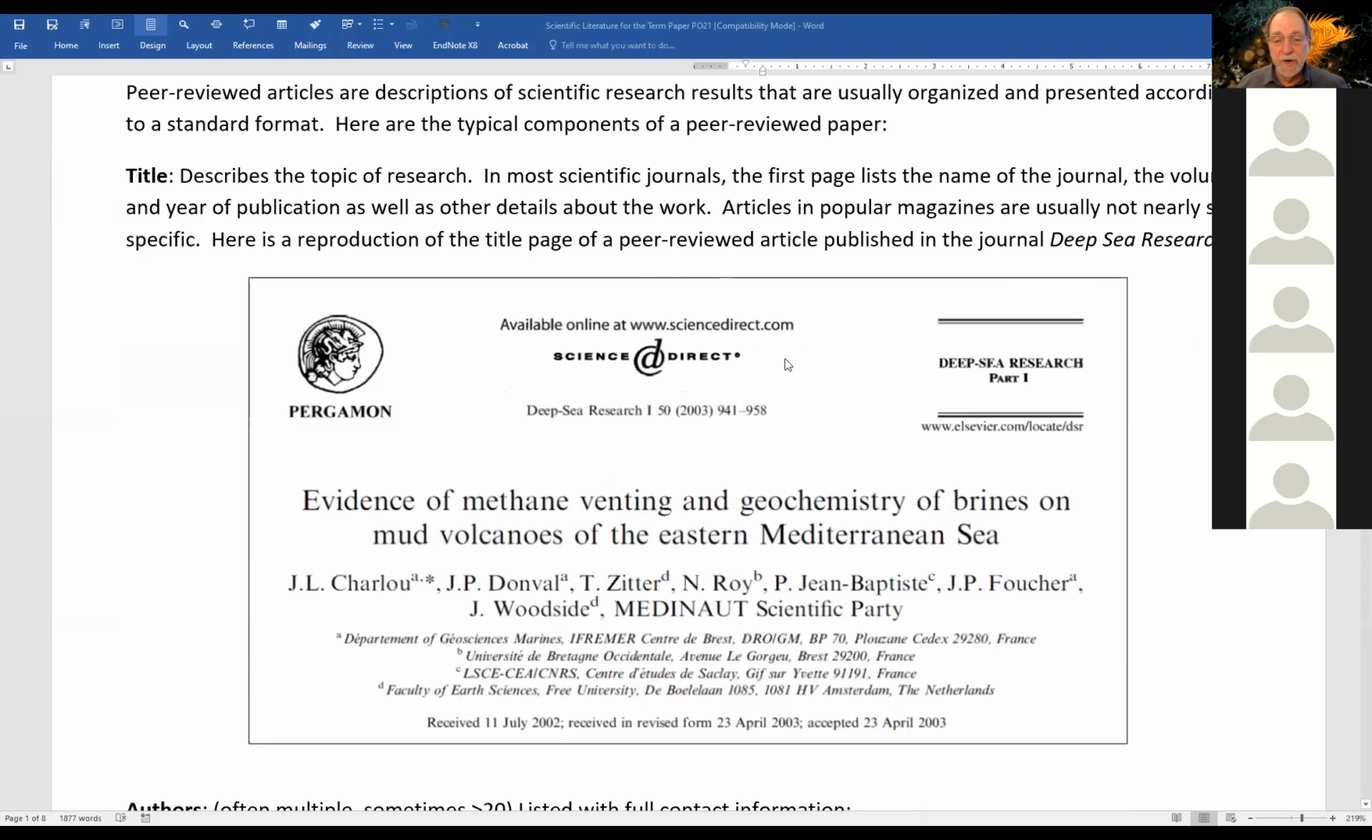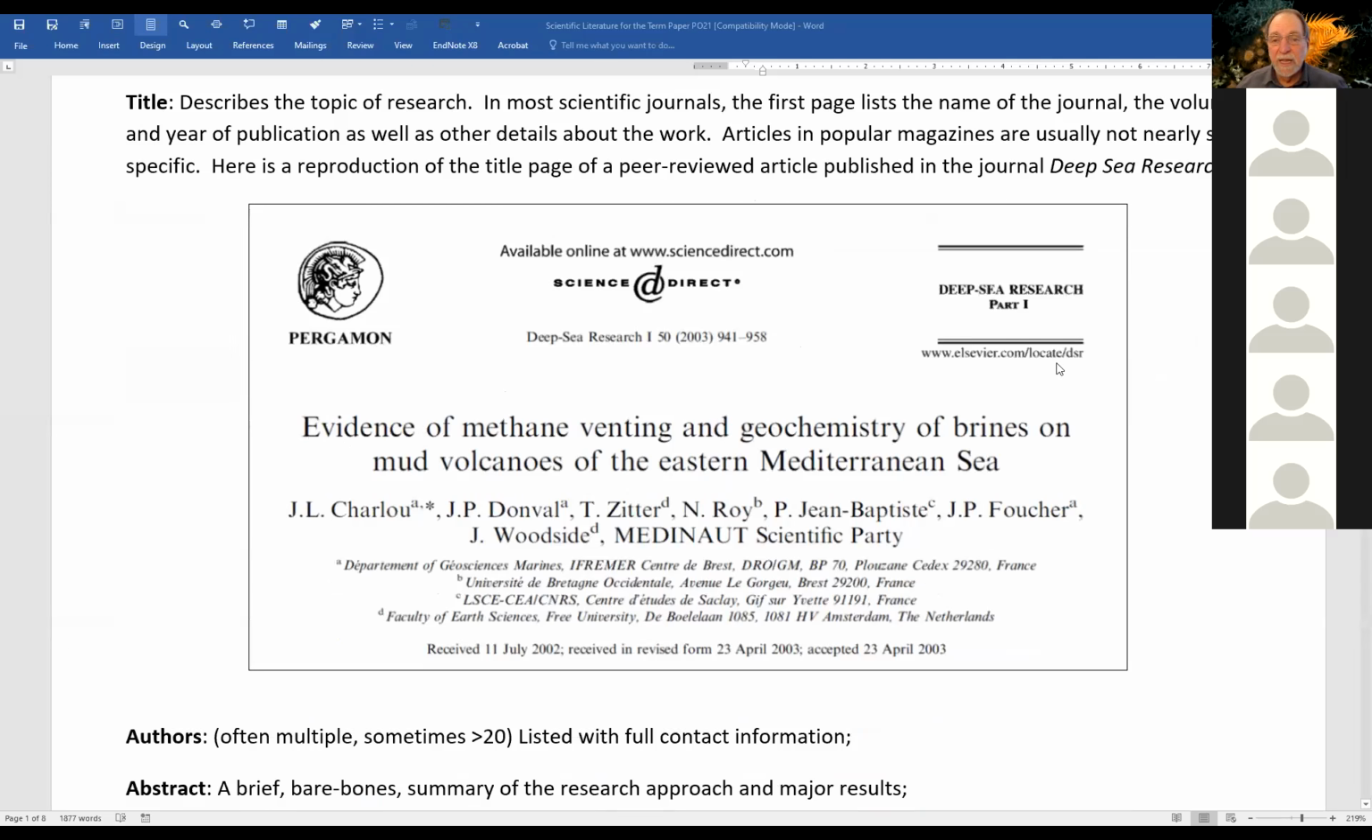So what are the different components? The first component is the title, and that describes the topic of the research and what's going on. But before we get there, we'll see that most scientific papers will have a masthead like this.